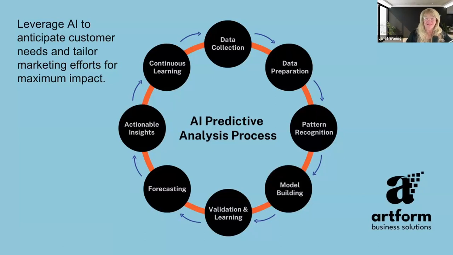Okay, validation and learning. The predictive models are tested against a set of data not used in training to see how well they can predict behavior. The AI system learns from any mistakes and adjusts the models to improve accuracy. And then we move into forecasting. So once it's validated, the AI models can be used to predict future behaviors.